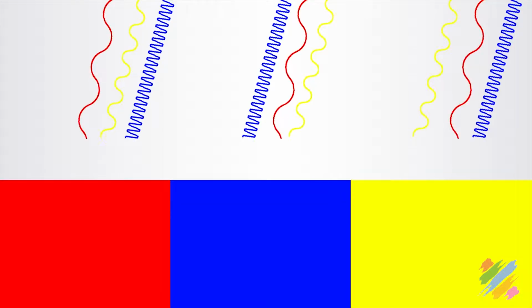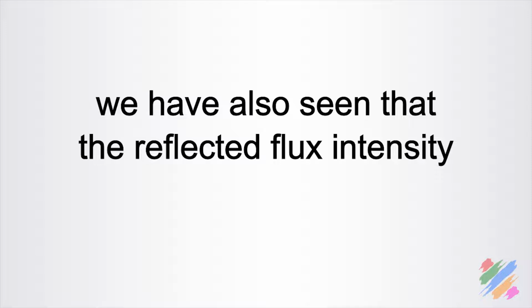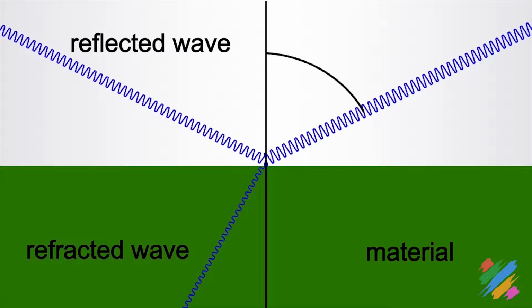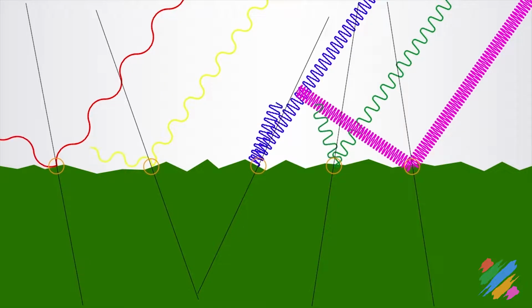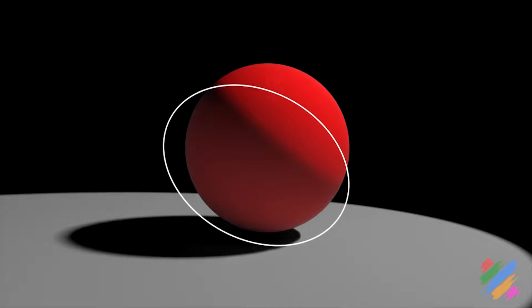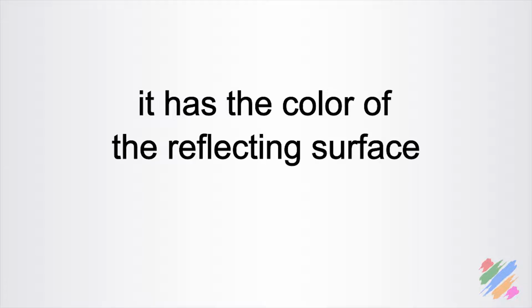Let's go back now to talk about indirect lighting. As we have seen, when the light hits an opaque object, the object reflects the waves with a wavelength somehow close to its color band and absorbs the others. We have also seen that the reflected flux intensity and direction depend on the incident angle, on the material, on the shape, and on the external surface finishing. In the case of a matte surface, the reflected light is very diffused, normally visible only inside the dark side, and it has the color of the reflecting surface.